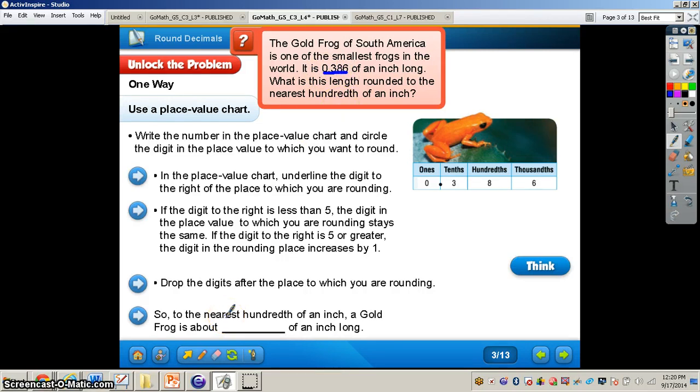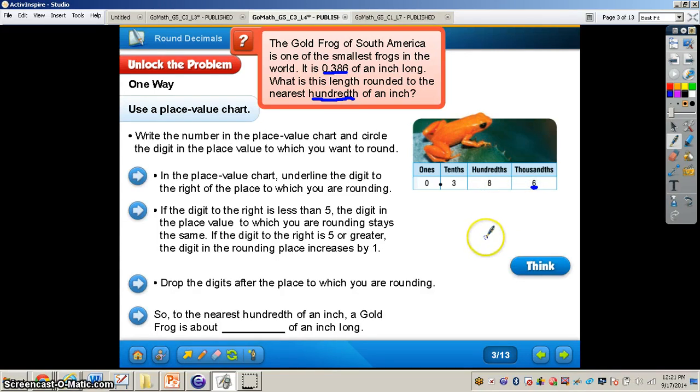Okay, so one way that we could do this is we could write this decimal in a place value chart. So we have 0 in the ones place, 3 in the tenths, 8 in the hundredths, and 6 in the thousandths place. Now in the place value chart, what we can do next is underline the digit to the right of the place to which you are rounding. We are looking at rounding it to the nearest hundredth of an inch, so we're going to take a look at the digit to the right of the hundredths place.